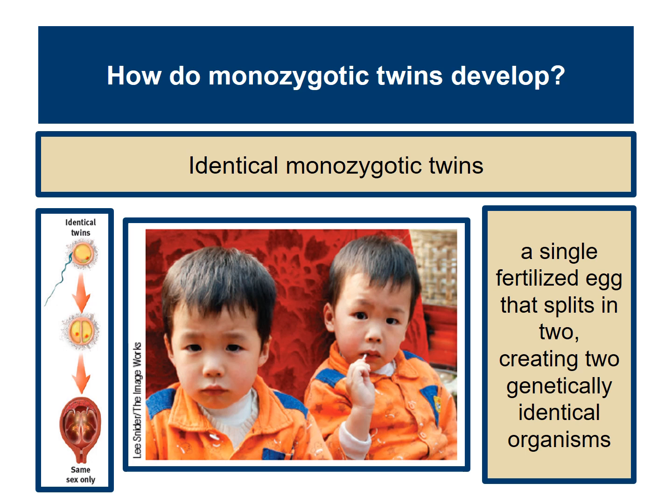So how do monozygotic twins develop? Before we get in, the prefix mono means one. So identical monozygotic twins: what this means is that a single fertilized egg splits in two. So you have one fertilized egg, hence the prefix mono. One fertilized egg splits in two, creating two genetically identical organisms. So you have identical twins when you have a monozygotic fertilized single egg that splits in two.